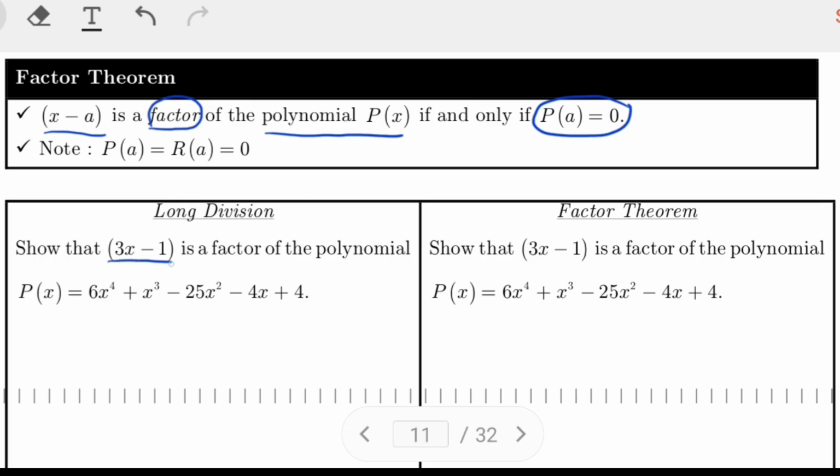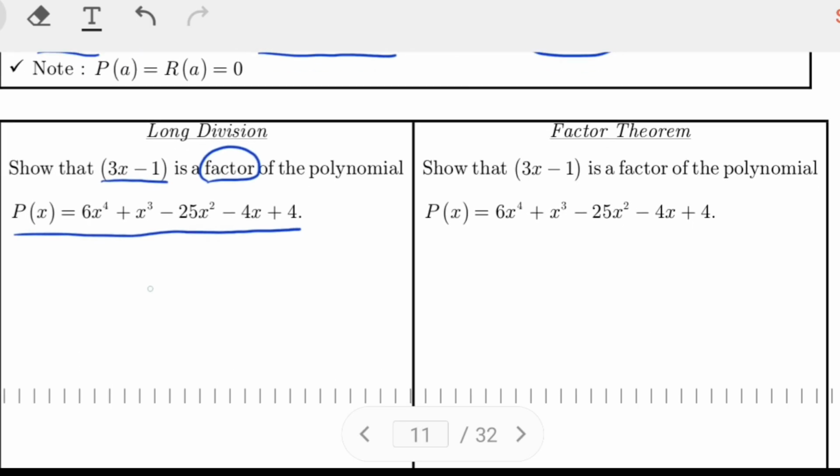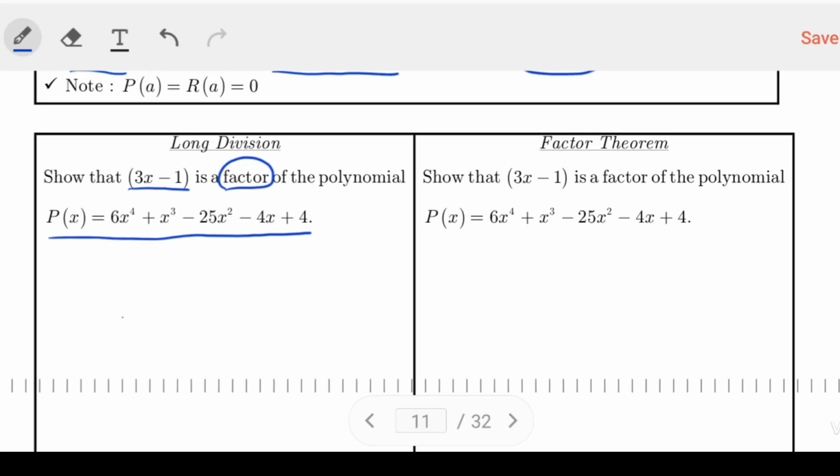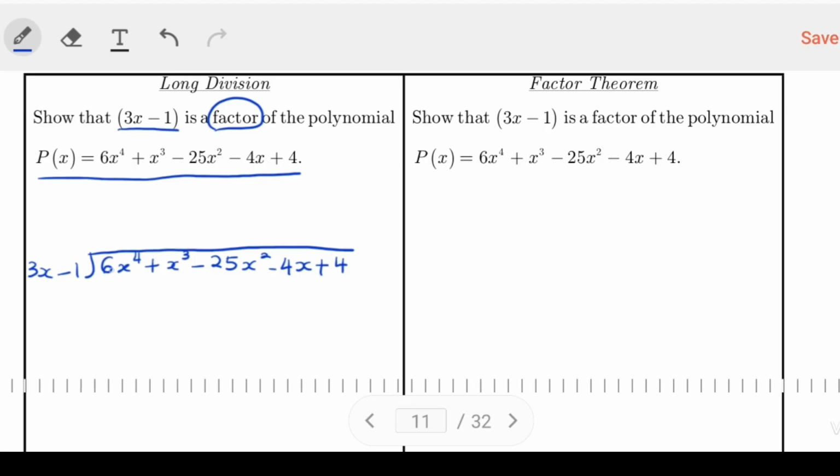Previously, if we needed to show that 3x minus 1 is a factor of the polynomial P(x), we would have to use the long division method. So, to use long division method, we're going to put P(x) inside the long division. So, 6x to the power of 4 plus x cubed minus 25x squared minus 4x plus 4. We divide by the factor, which is 3x minus 1. So, to know what will multiply by 3x to get 6x to the power of 4, we divide 6x to the power of 4 by 3x.